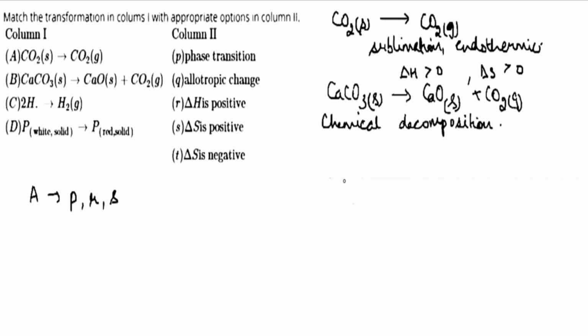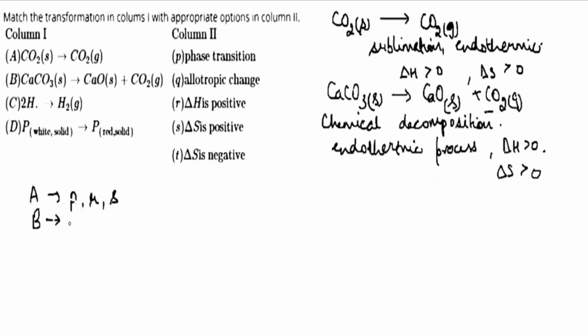Thermal decomposition occurs at the expense of energy, and hence it is an endothermic process. So delta H will be positive, and it contains a gaseous product, so disorder will be more, and hence delta S will be greater than 0. So our option B will go with R and S.